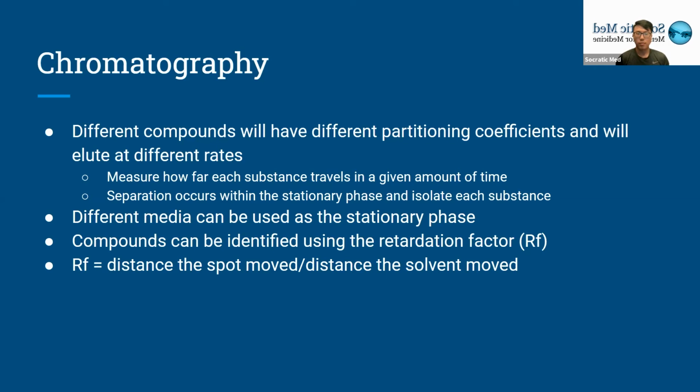So once the spot with the sample that's placed moves, it will separate out into its different compounds. Some compounds will move farther, while some compounds will barely move from that original spot. And when you take the distance that the spot moved and divide it by the distance the solvent moved, you can find the RF factor, and the RF factor is used to distinguish between the different compounds.